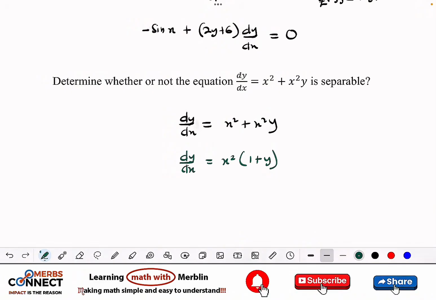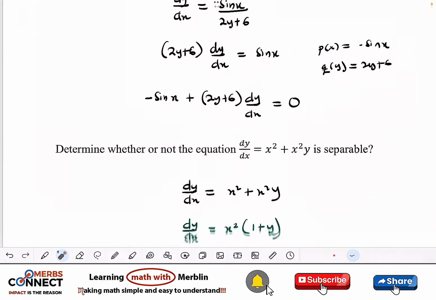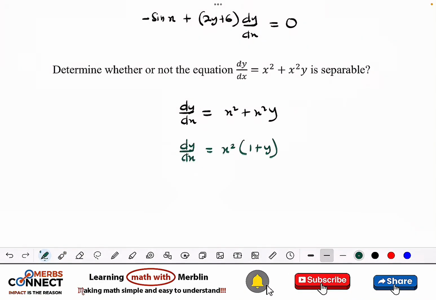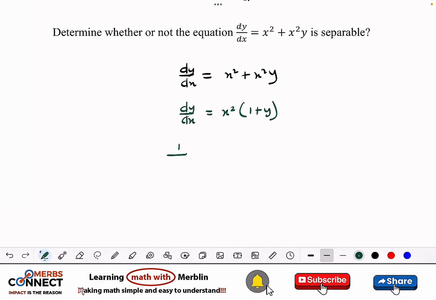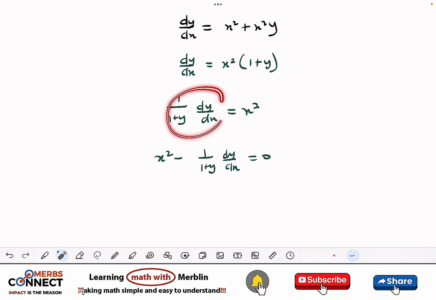Good. Then what can I do again? Now remember, always the y term, the function with the y, is the one which is with the dy over dx. So for me to get this function to be with this one, I need to divide this one by 1 plus y. So when I do that, I'm going to have 1 over 1 plus y dy over dx is equal to x squared, like when I divide through by that. And this is the same as, let's say, x squared minus 1 over 1 plus y dy over dx is equal to 0. So what I did was I moved this one to the side.